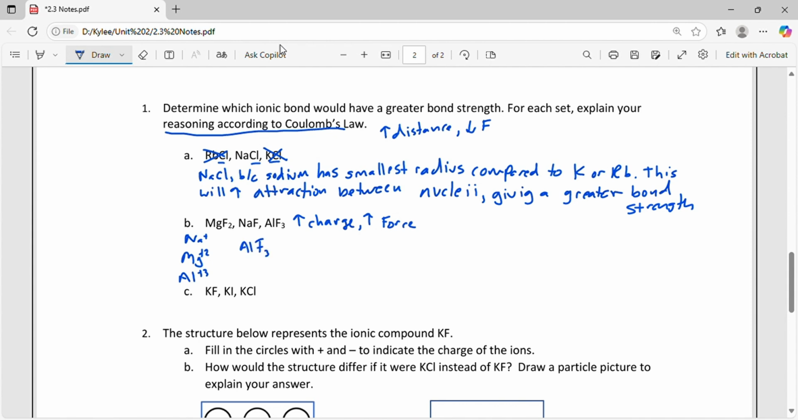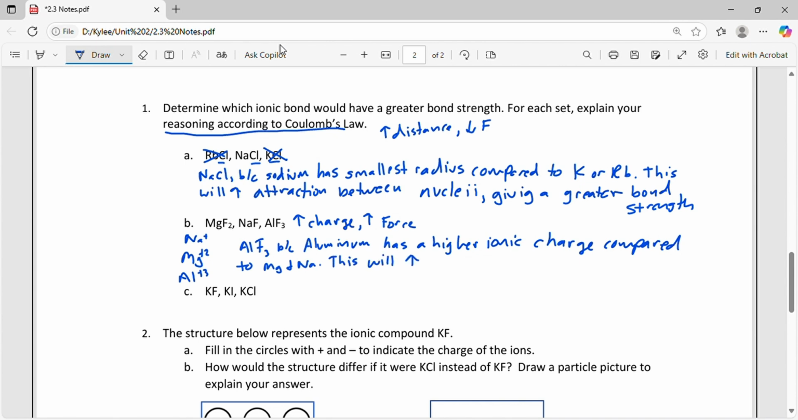So again, I need to justify my answer according to Coulomb's law. So I would say AlF3 because aluminum has a higher charge compared. I always like to compare to everything that's mentioned, compared to magnesium and sodium. This will increase attraction, giving a greater bond strength. And again, the bond strength, oftentimes we see that called the lattice energy. So for ionic compounds, we could also say it would have a higher lattice energy.